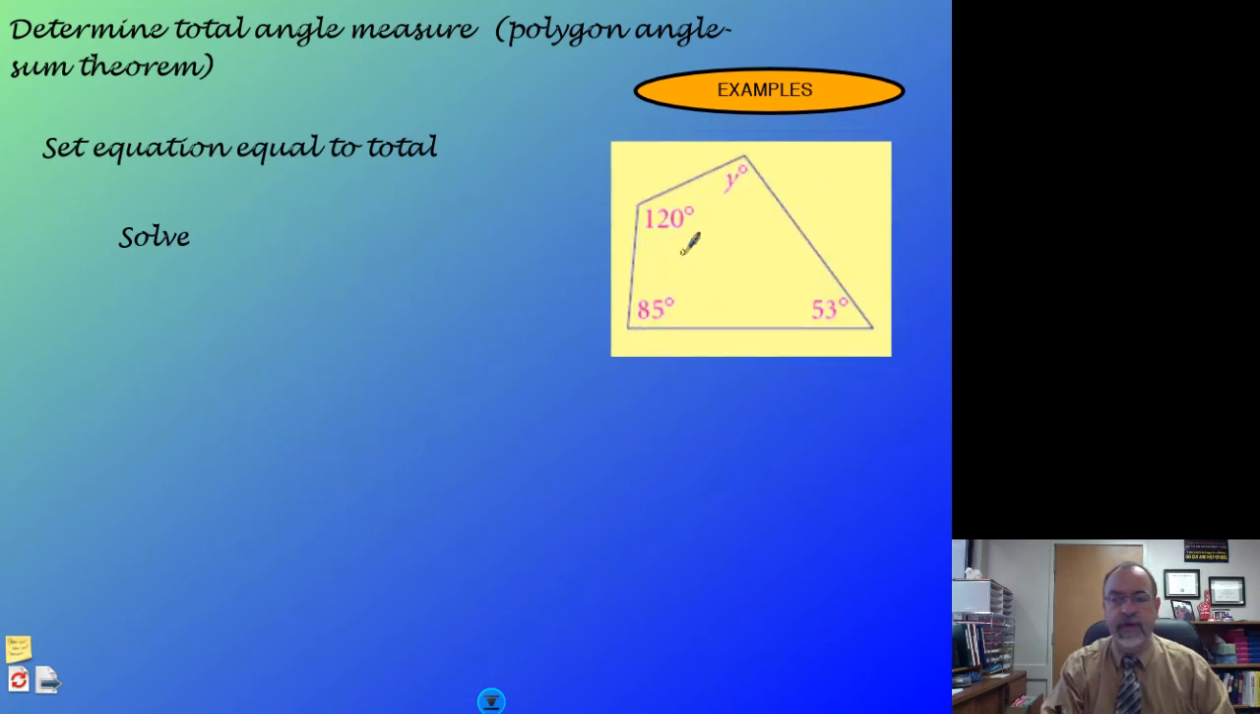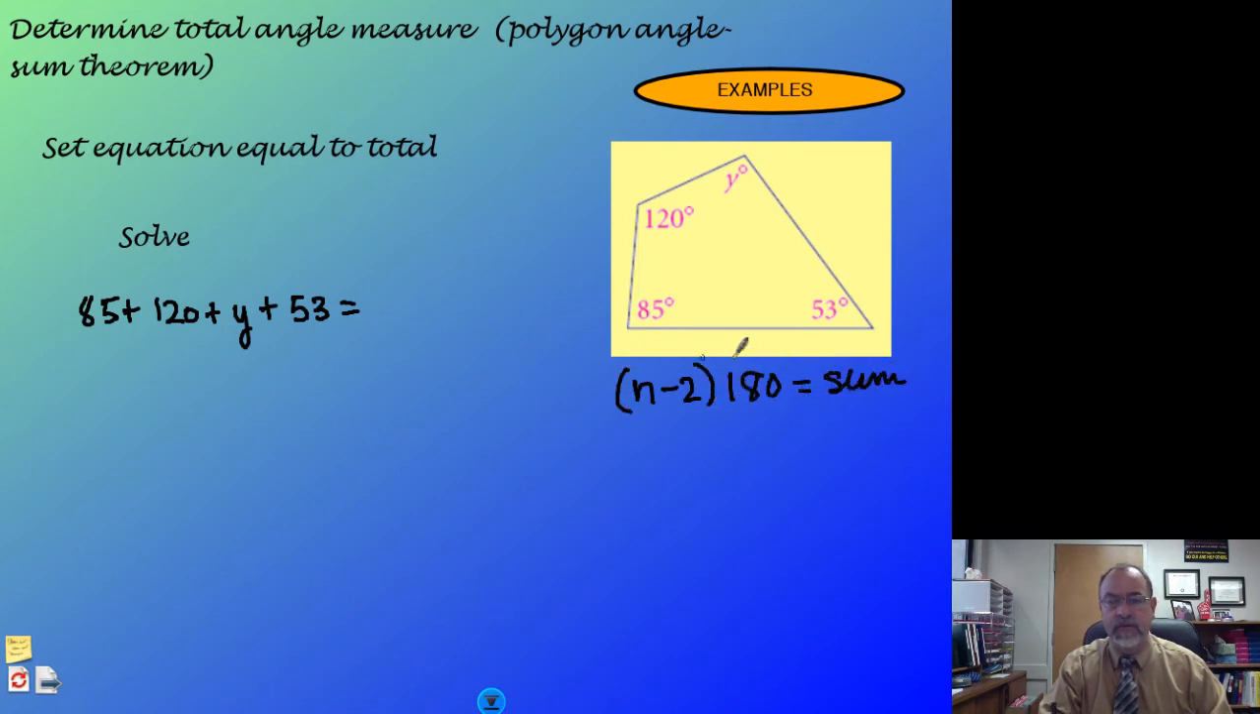Okay, so what about this figure? Again, I need to add all these together in order to determine this, and the equation is going to be 85 plus this 120 plus this angle y plus this 53 equals something, but I don't know what it equals, so I need to figure out what this is. And again, I can use the polygon angle sum theorem to determine that. Remember, if I took the number of sides minus 2 and multiplied it by 180, that would give me what all of these add up to. So this is a 1, 2, 3, 4-sided figure, so 4 minus 2 times 180 is going to give me my sum. That's 2 times 180, which is equal to 360. So all these angles added together are going to add up to 360.